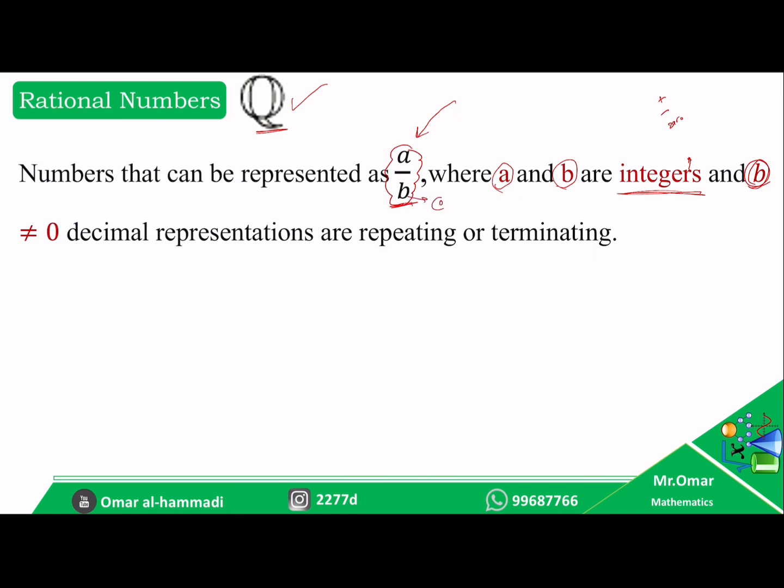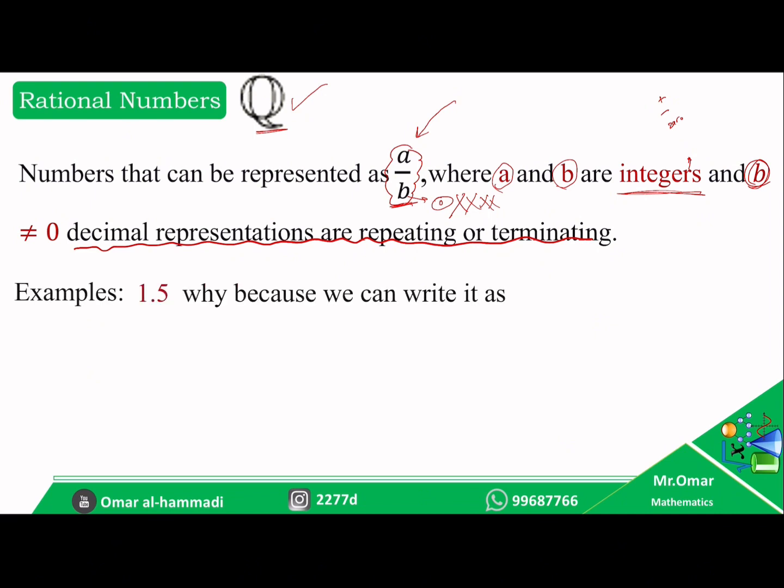We will not use B as a 0. Please don't forget that. We can use any number for A, positive, negative and 0, but B we cannot make 0. And this one's representation is either repeating or terminating decimal.